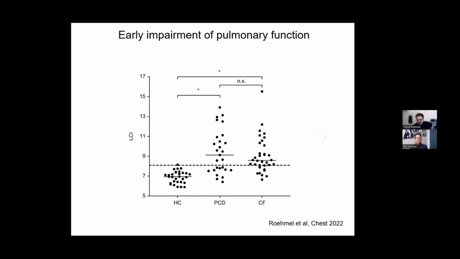But this is data we published this year. The lung disease starts early. Here we compared 4-year-old children, in the mean, healthy controls, PCD and cystic fibrosis. The higher the value, the worse the lung function. And you can see the PCD group is as high as the cystic fibrosis group, even already in 4-year-old subjects. So the lung disease starts early when you have a feasible method to look for it. This is why early diagnosis and early treatment is important. That's kind of the proof of that concept.